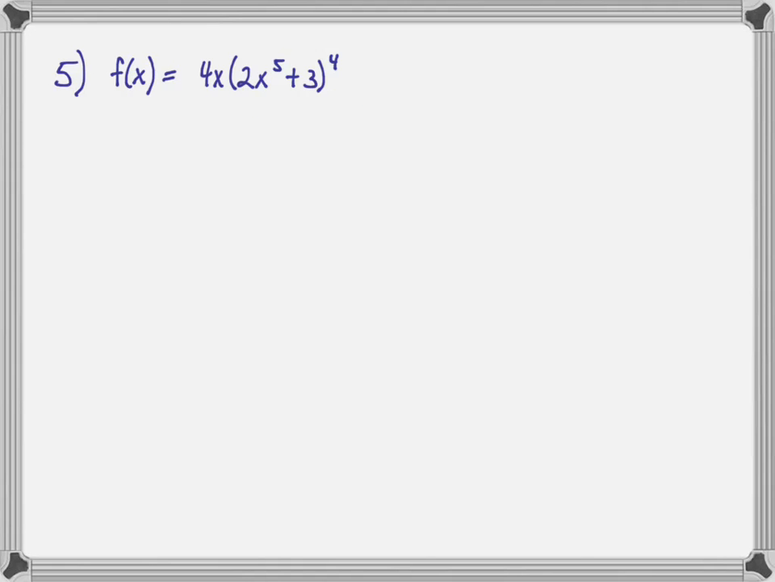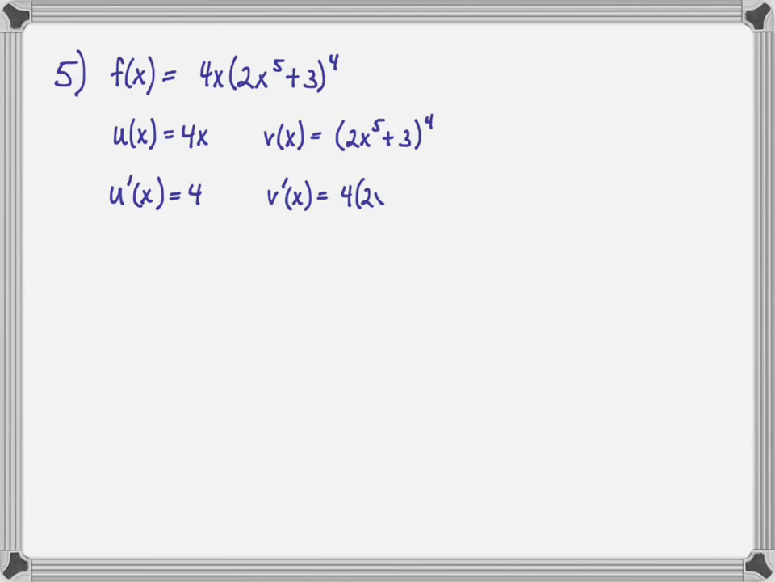So since it's times, we'll plan on using the product rule. I'll say that the first function is 4x and the second function is 2x to the 5th plus 3, all to the 4th. And now we'll do the derivative of each of these. And the derivative of 4x is going to be 4. And the derivative of this binomial to the 4th, we'll need the chain rule here because of this outside 4. So that'll be 4 times the parentheses to the 3rd, and then times the derivative of the inside. So the derivative of 2x to the 5th plus 3 is going to be 10x to the 4th.